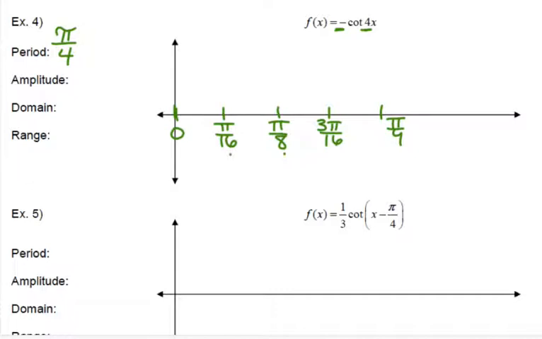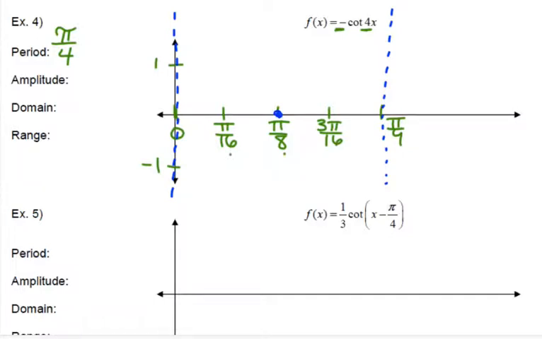Okay, my highest value that I'm going to plot is a 1 and a negative 1, again, off of that amplitude value, or your a value. And cotangent starts with an asymptote, and it ends with an asymptote. Then you only need 3 points to plot in between. Pi over 8, or whatever your middle value is going to be, is the center.